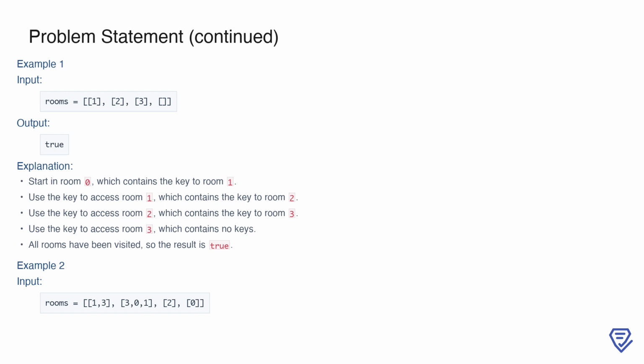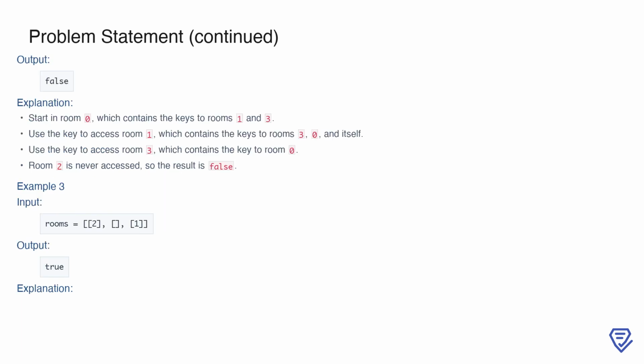Another example is rooms equals [[1,3],[3,0,1],[2],[0]]. Here, room 0 contains keys to rooms 1 and 3. Room 1 has keys to rooms 3, 0, and itself. Room 2 contains the key to itself, and room 3 contains the key to room 0. However, in this case, room 2 is never accessed, so the output is false.